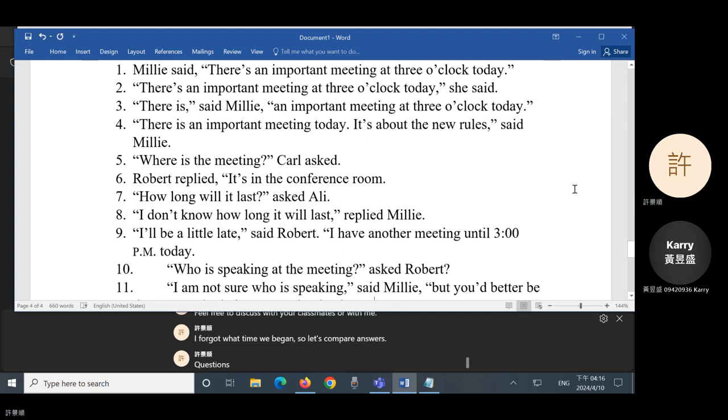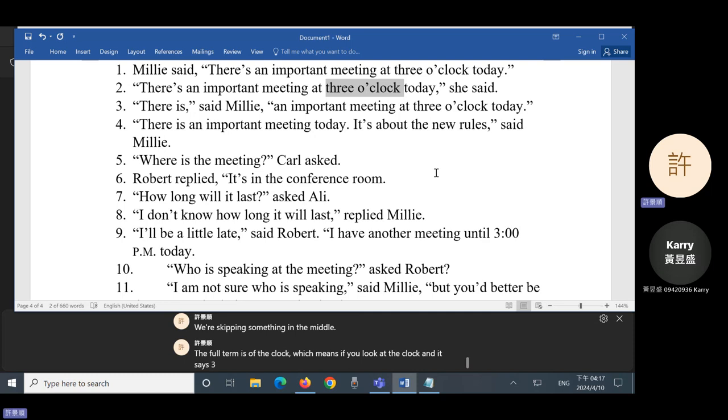Questions? I want to point your attention to three things. Why do we say 3 o'clock? What is that o'clock? The apostrophe, 撇号, tells us that we are omitting something. We're skipping something in the middle. The full term is of the clock, which means if you look at the clock and it says three of the clock, 3 o'clock.